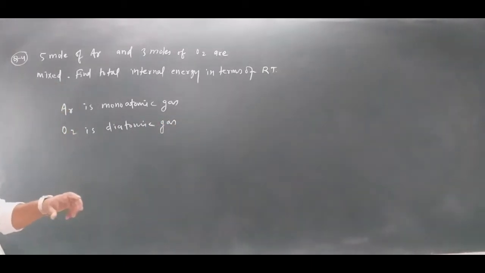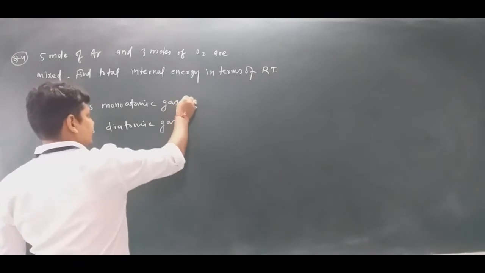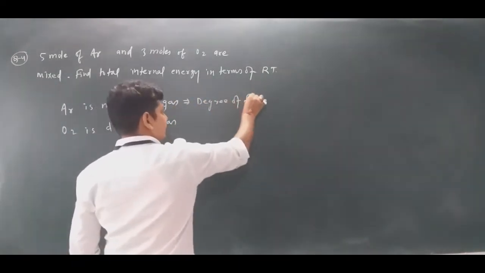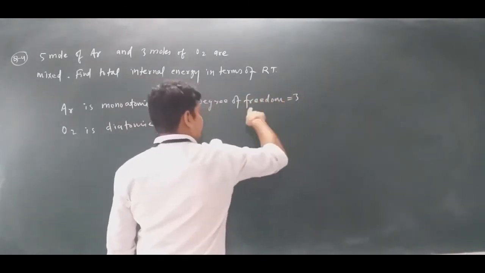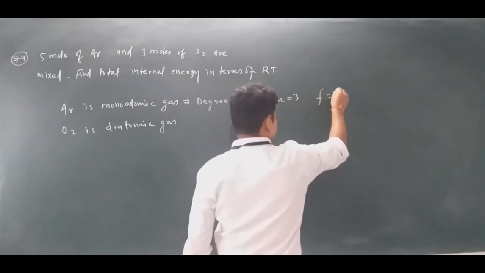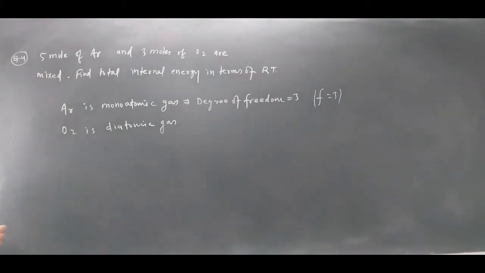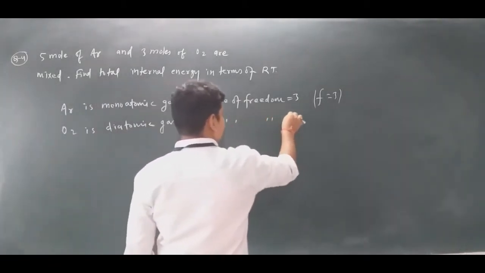We have seen in many problems, we have the conceptual idea that a monoatomic gas has degree of freedom 3. The degree of freedom is represented by F. So this F is equal to 3. And here, in case of O2, the degree of freedom is 5.